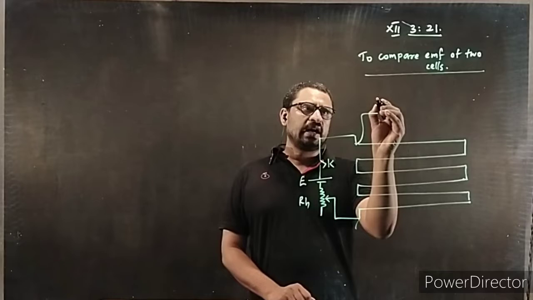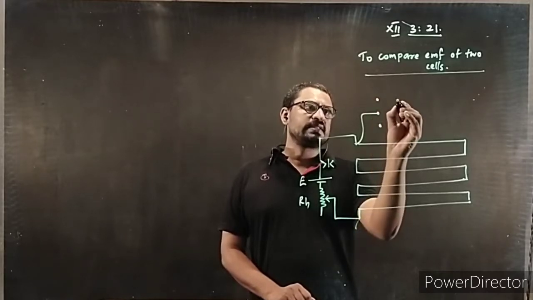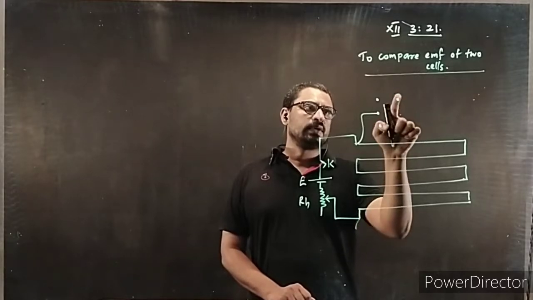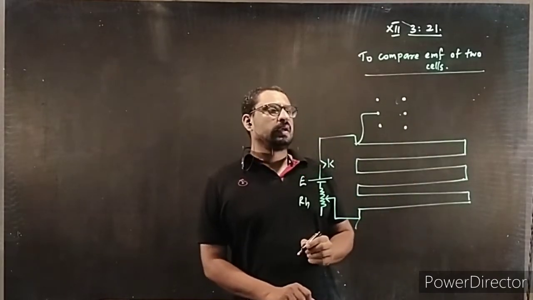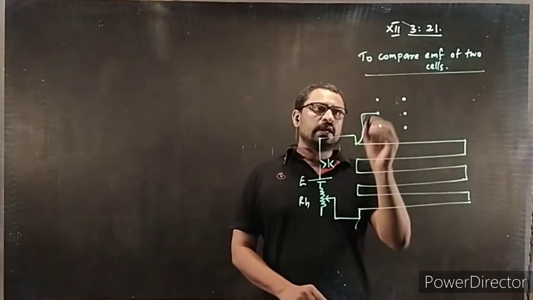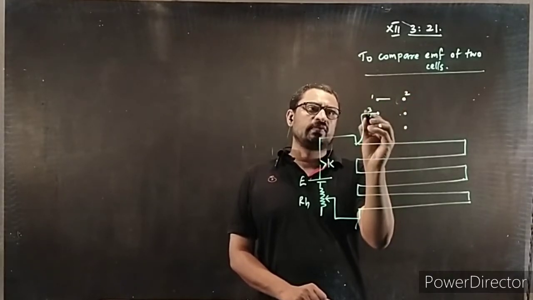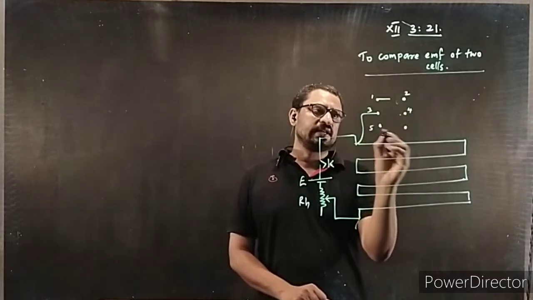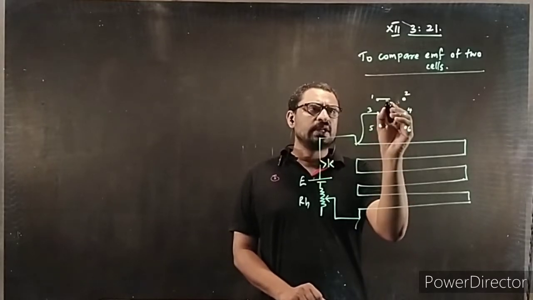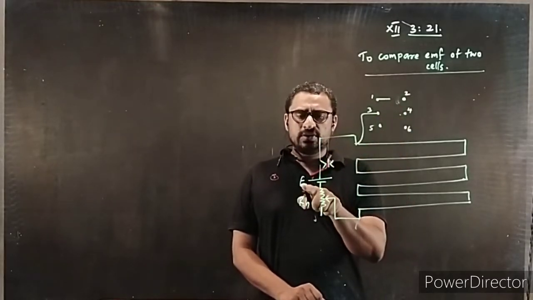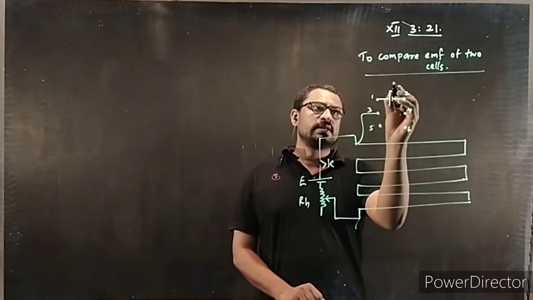Again, we have a 6-way key. This is a very important thing. Now through this one way, let me name the terminals like 1, 2, 3, 4, 5, 6. Just simply naming, that's all. Between 1 and 2 there is a cell of EMF E1, and you should connect positive to the positive, right? So that's all. And this is E1.